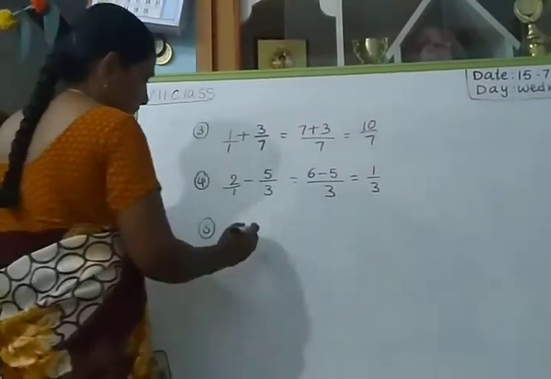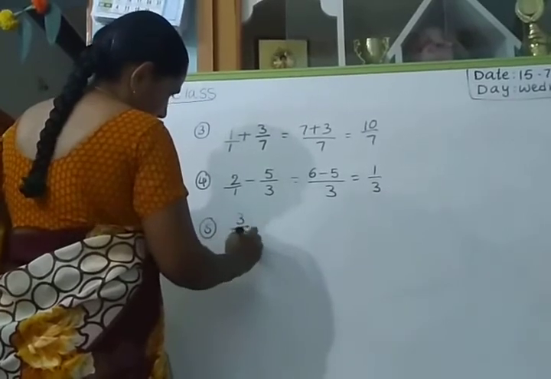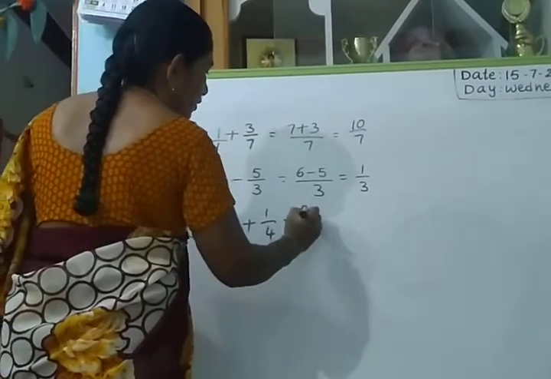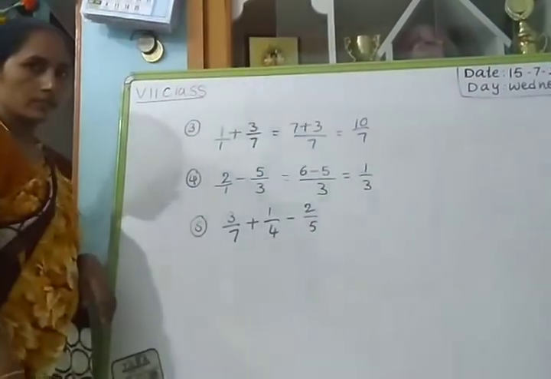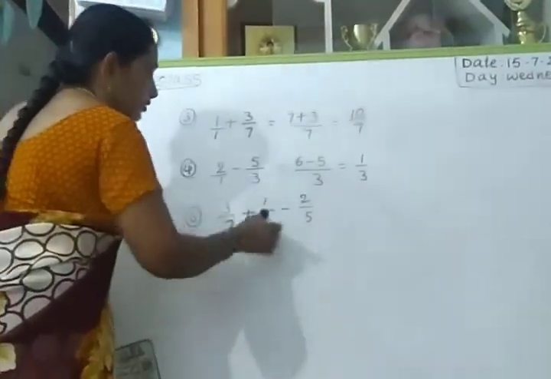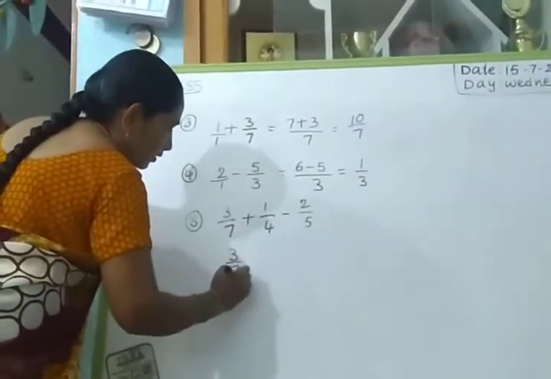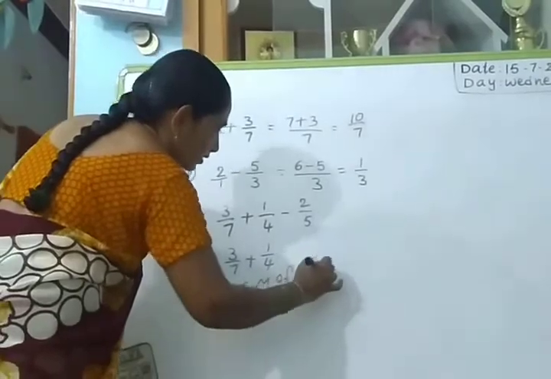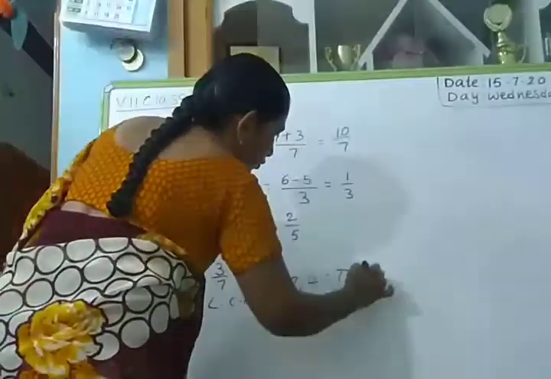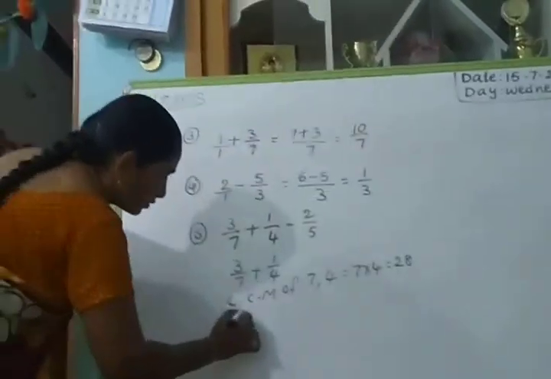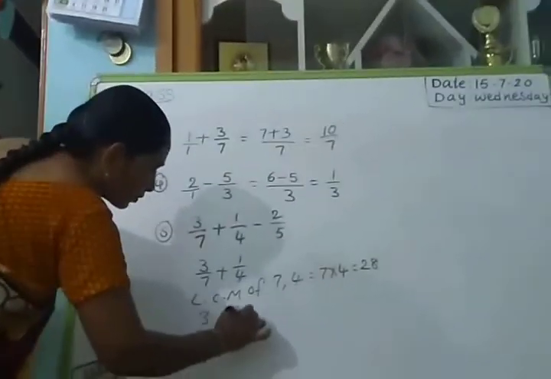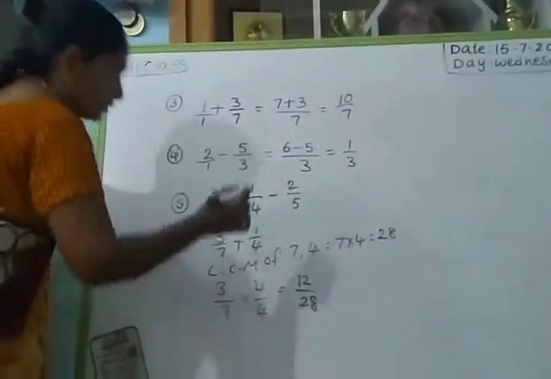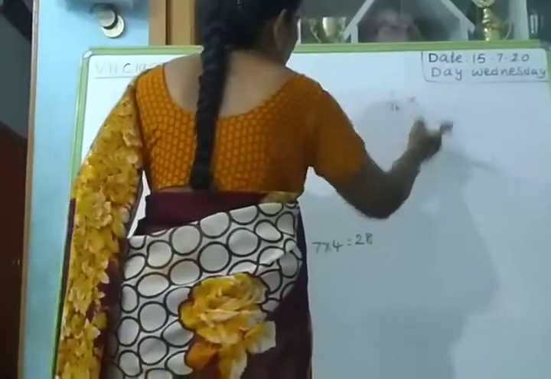Next, one more example. 3 by 7 plus 1 by 4 minus 2 by 5. If it is given like this, how will we do? First, add these two fractions, 3 by 7 plus 1 by 4. So LCM, how much will you get? LCM of 7 and 4. 7 and 4 are co-primes. 7 fours are 28. So 3 by 7: 7 table to 28, 4 times. So 12 by 28.